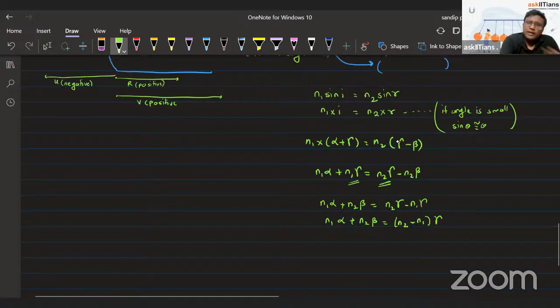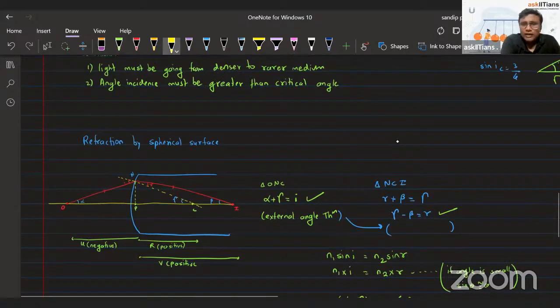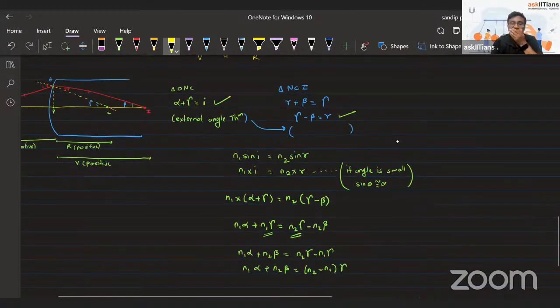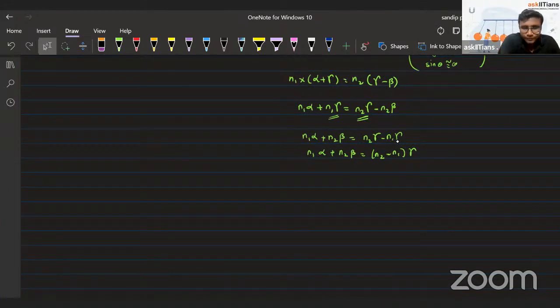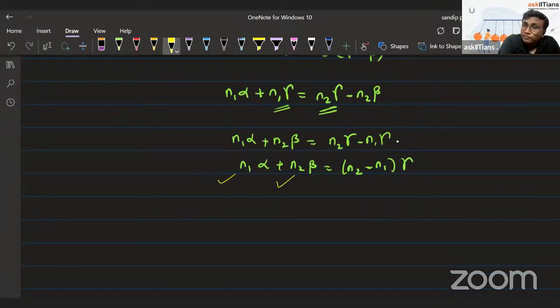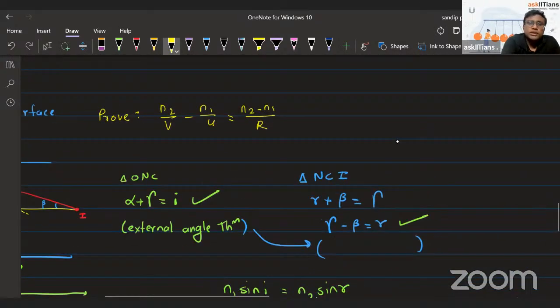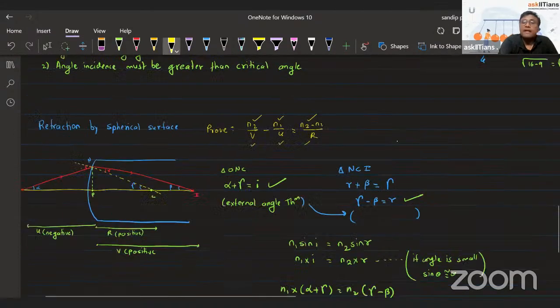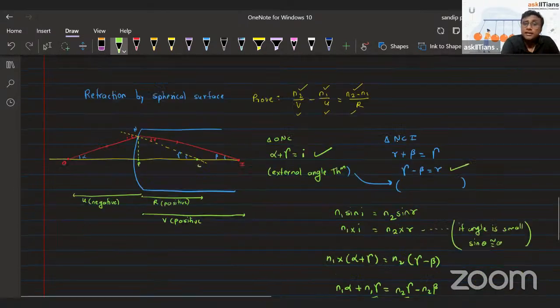Now remember, our aim is to derive the relation. So always keep one eye on what we need to prove. So actually we need to prove something like this: N2 by V minus N1 by U is equal to N2 minus N1 upon R. This is what we need to prove, right? So you can see N1 alpha, N2 beta, and N2 minus N1. All those terms we already have got here. V, U, and R we need to bring from somewhere. So for that, we are going to use the alpha, beta, gamma equation.